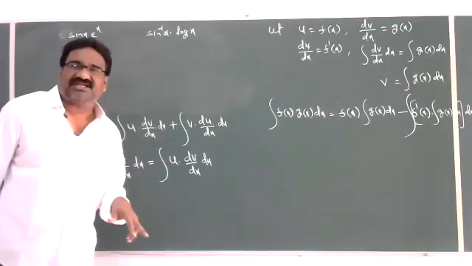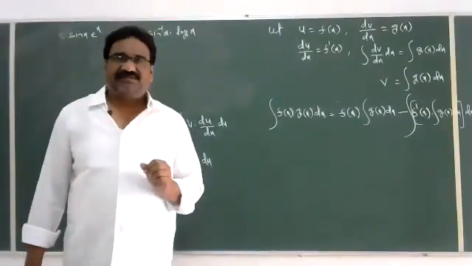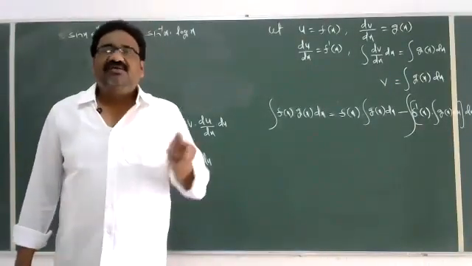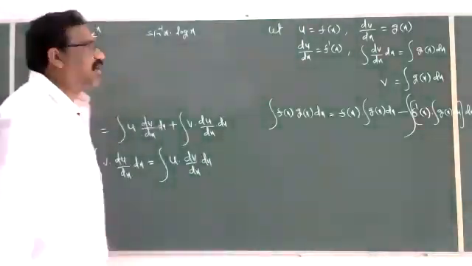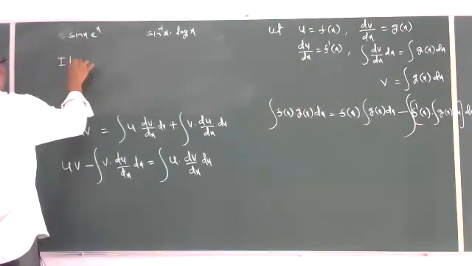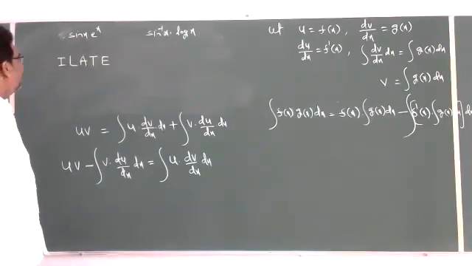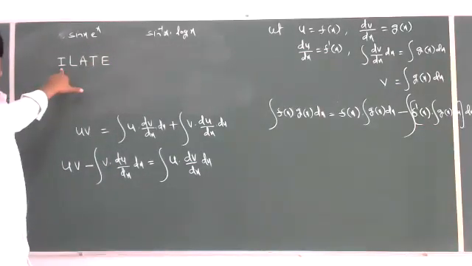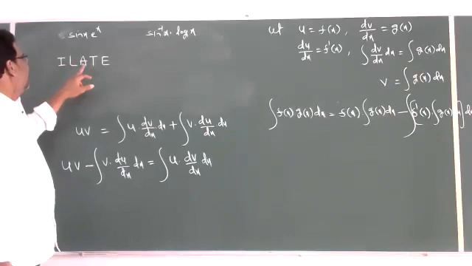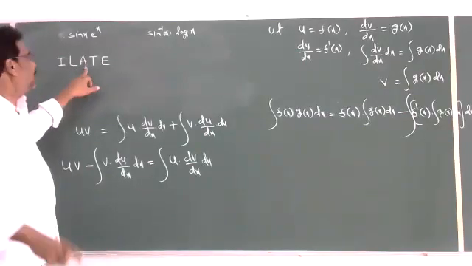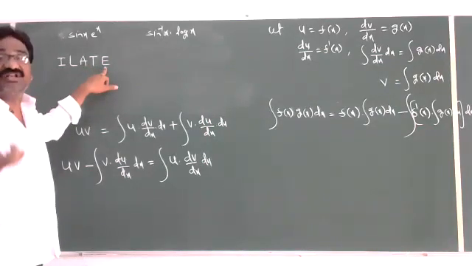But in integration, there is a perfect rule. Which function is the first function? If the product of two functions is given, which function we consider as the first function, we have a rule that is called ILATE rule. ILATE means I represents inverse trigonometric function, L represents logarithmic function, A represents algebraic function, T represents trigonometric function, and E represents exponential function.